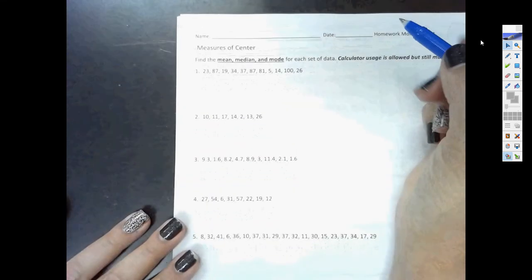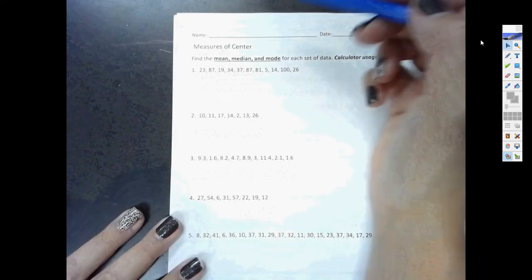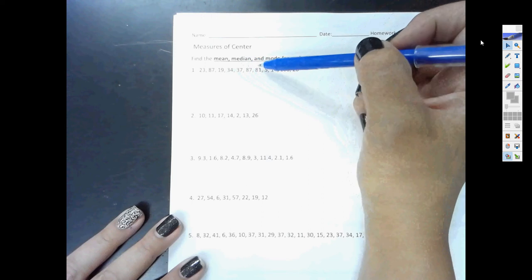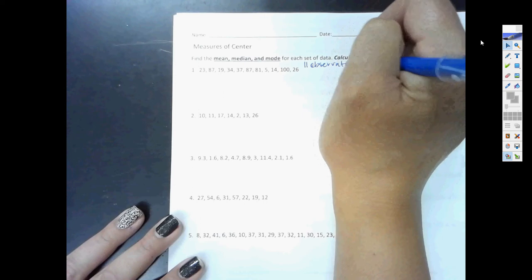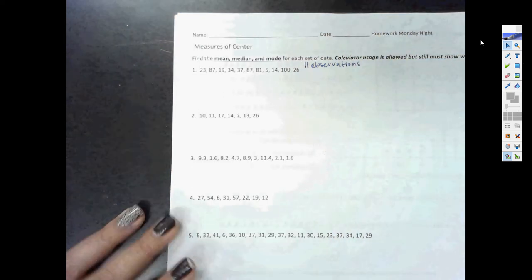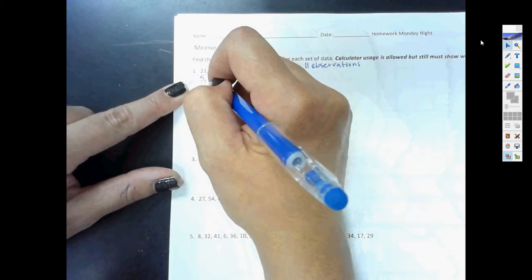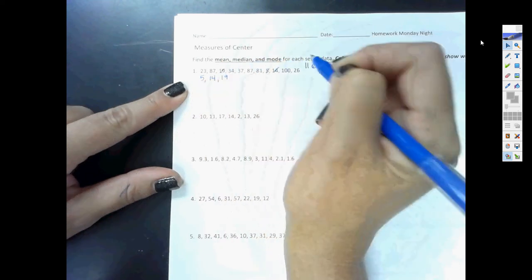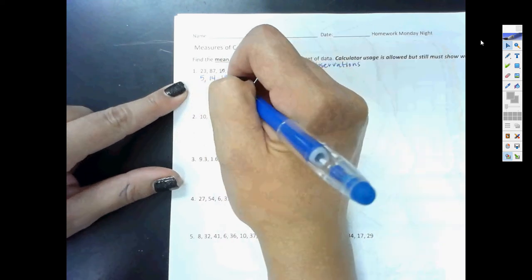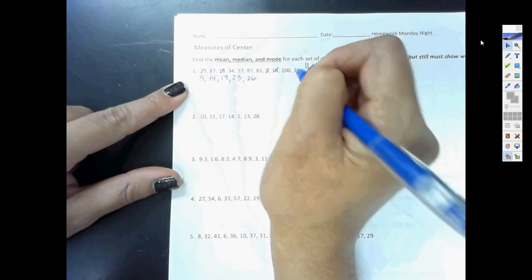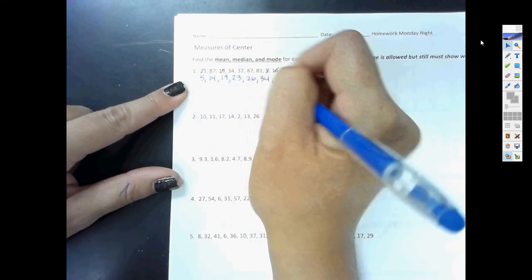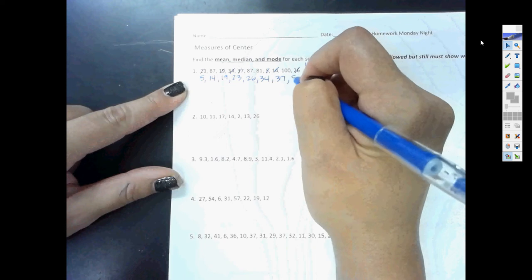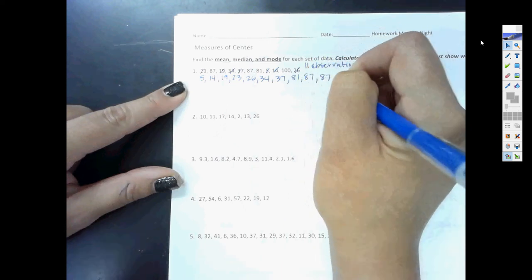So the first thing I'm going to do is see how many numbers I have, how many observations I have. 1, 2, 3, 4, 5, 6, 7, 8, 9, 10, 11. I have 11 observations. So when I rewrite this, I want to make sure that I wrote down 11 numbers. So it looks like my smallest number is 5. Then we have 14, 19. I've got 23, 26, 34, 37, 81, 87, 87, and 100.